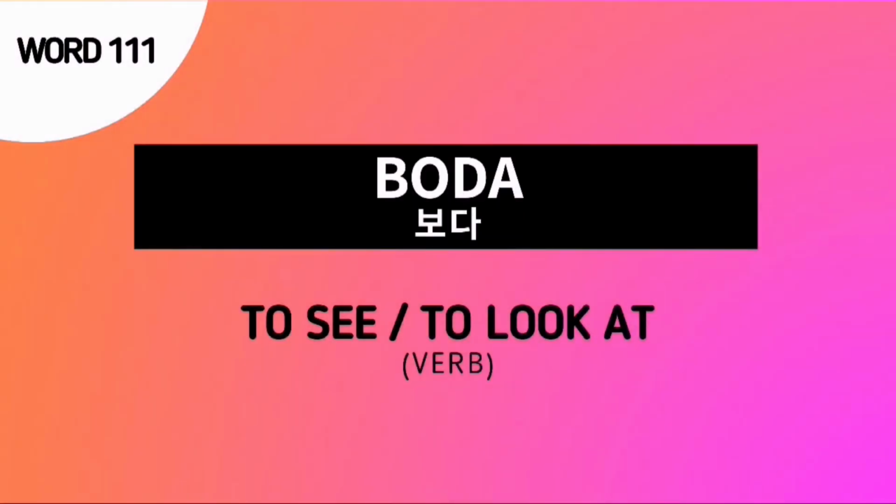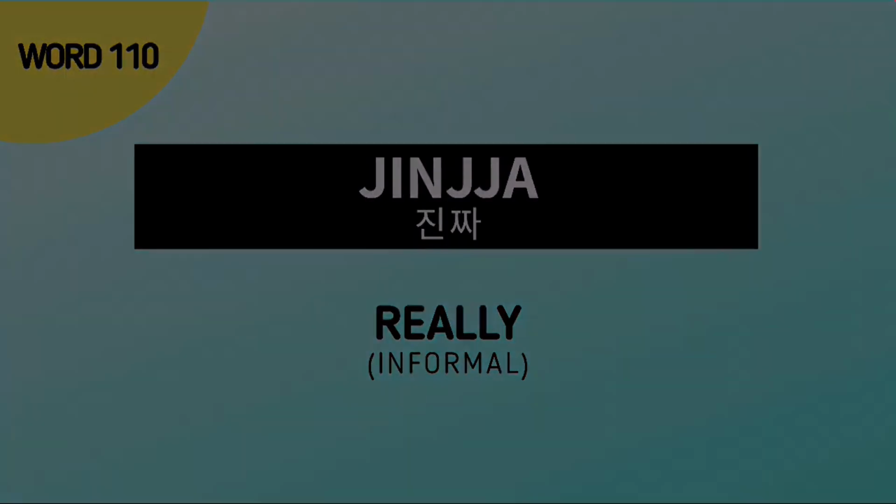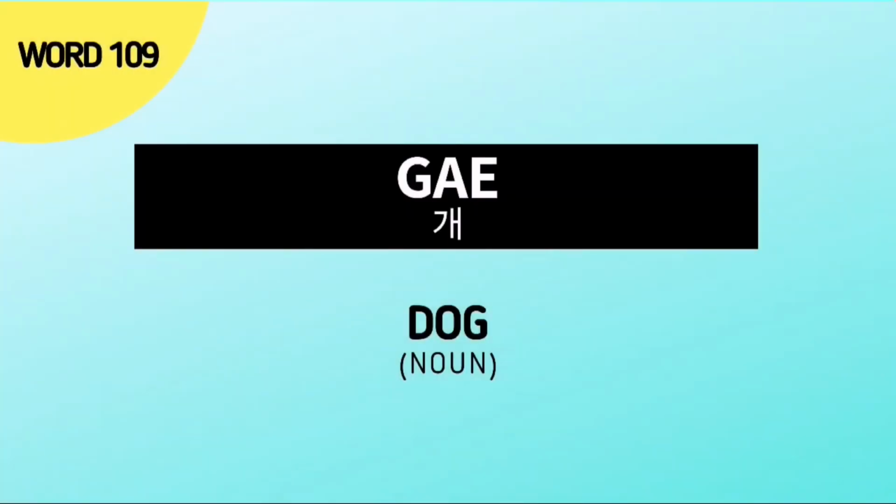Word number 111 is boda. This is a root verb which means to see or to look at. Word number 110 is jinjja. This is an informal way of saying really. Word number 109 is gae, and this is the Korean noun for dog.